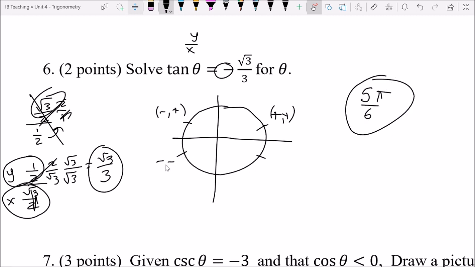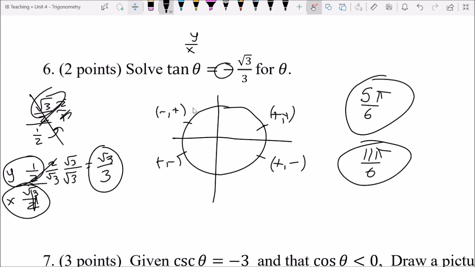So that's one solution. What's the next one? This one goes negative, negative. Does that work? No. Negative divided by a negative is positive, not negative. What about over here? We have a positive x value and a negative y. Divide those, and you do get a negative. So that's good. So that's 11 pi over 6. And those are the two answers.